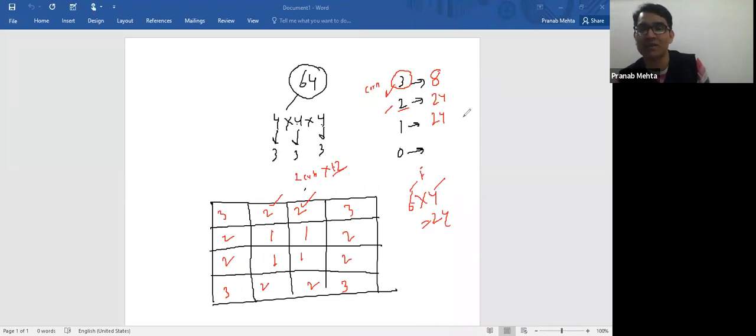So we add this. 24 plus 24 is 48. 48 plus 8 is 56. So out of 64, 56 cubes have got one paint or another. So what else is left? 8. So 8 will have zero faces painted.